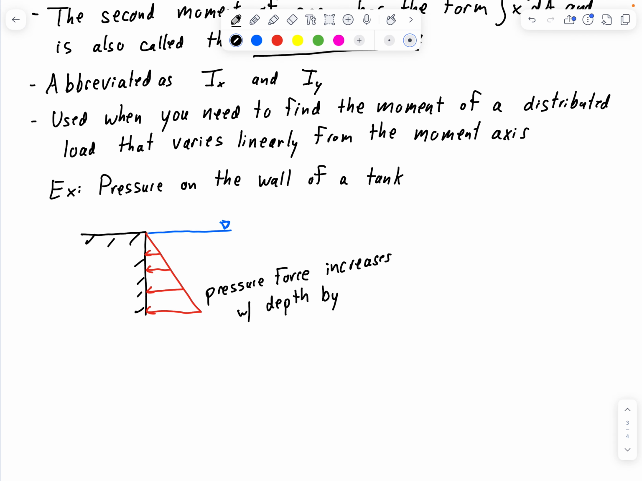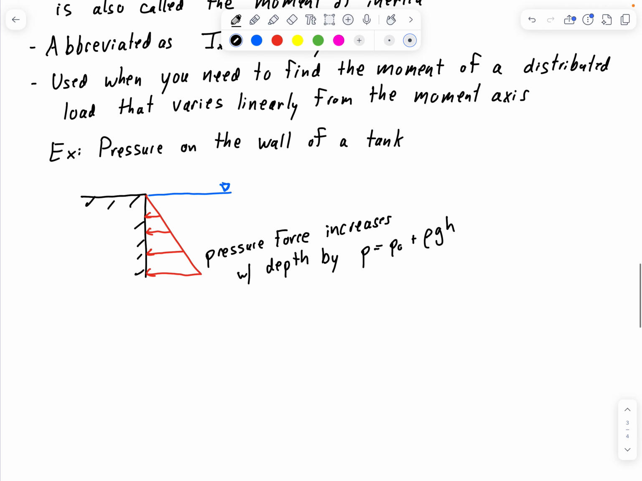by the equation that we found earlier, which was the pressure is equal to P naught, the pressure at the surface, plus rho g h. Rho is the density of the fluid, g is gravity, and h is the depth of the fluid. So we see this situation in fluid mechanics, in fluid statics, and so for finding these types of distributed loads, we often need to use the moments of inertia. I haven't given you the equations yet. So the equations for Ix and Iy are as follows.